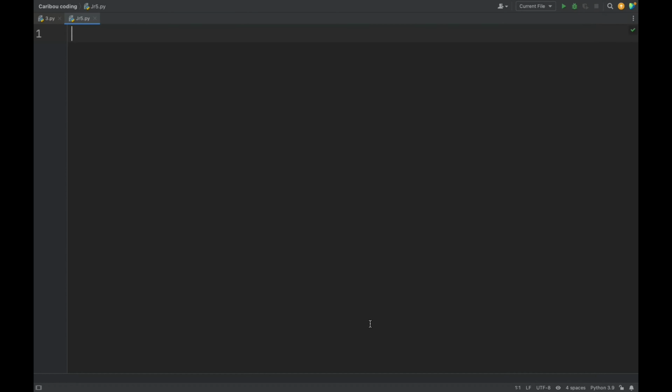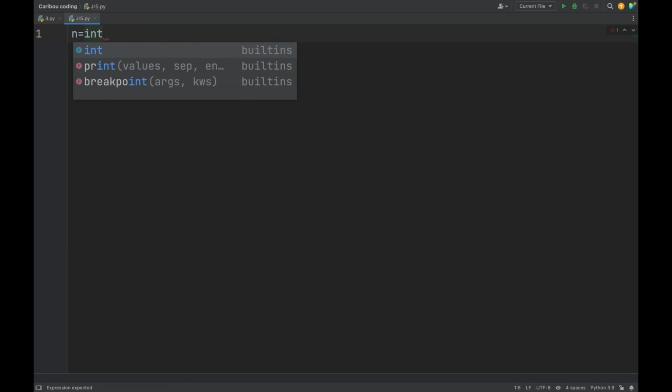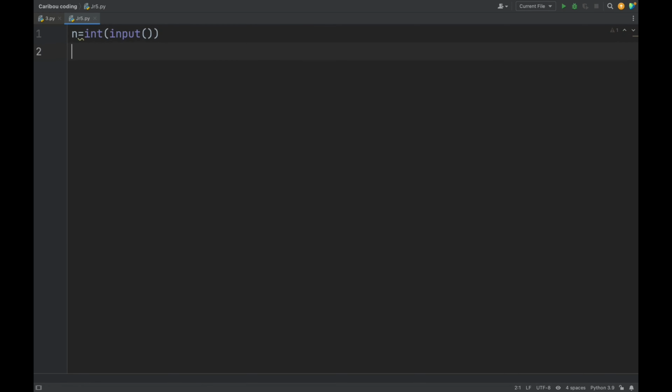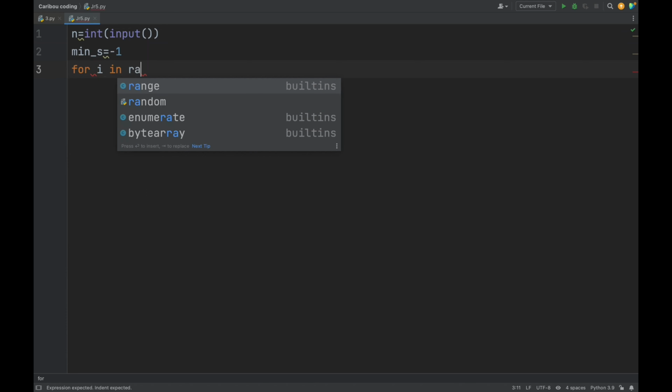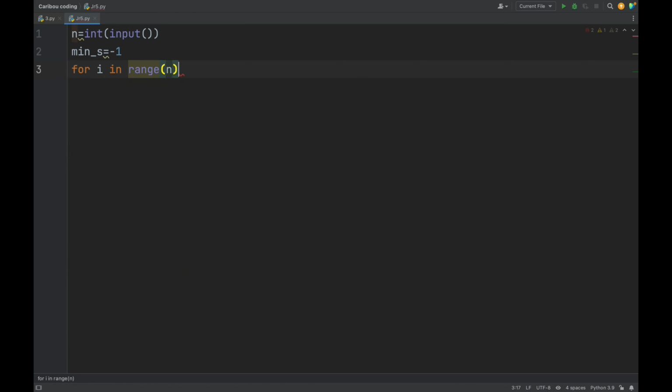Now that we know the question, let's solve it in Python. So first, n is going to be the number of schools. And then we're going to use a variable called min_s, which is going to track the closest distance, and it's going to be -1 at first. Now we're going to use a loop. The loop is going to run n times.